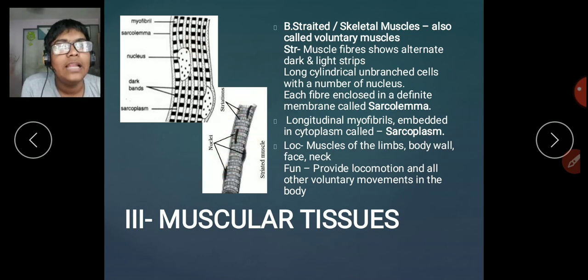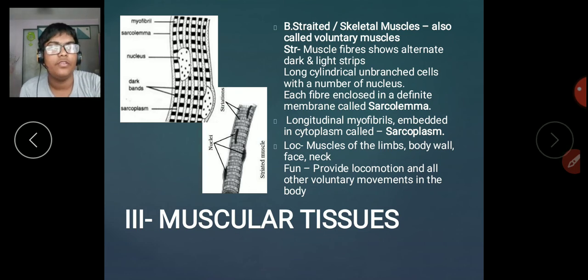Now each fiber is enclosed in a definite membrane called the sarcolemma. The full complete thing is called the sarcoplasm. The longitudinal myofibrils embedded in cytoplasm are called the sarcoplasm. The location is in the muscles of limbs, body wall, face and neck. It provides locomotion and other voluntary movements of the body. This can be called the voluntary tissue or voluntary muscle, because it performs all the voluntary functions.